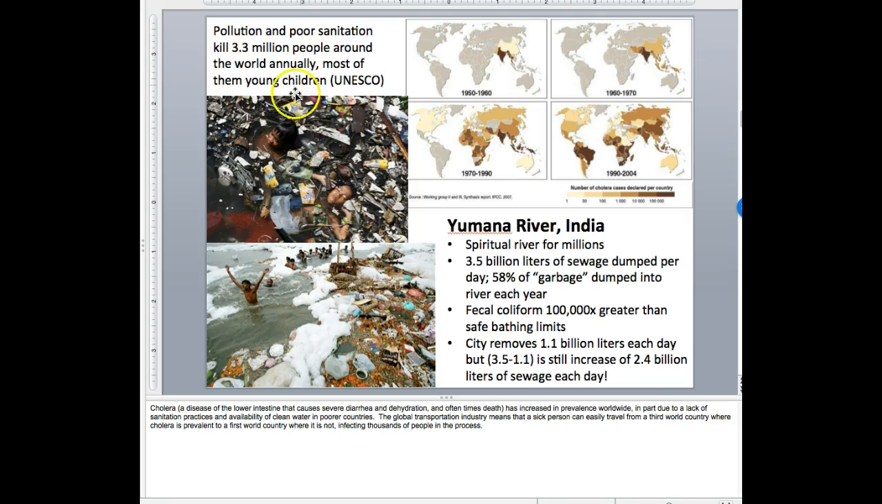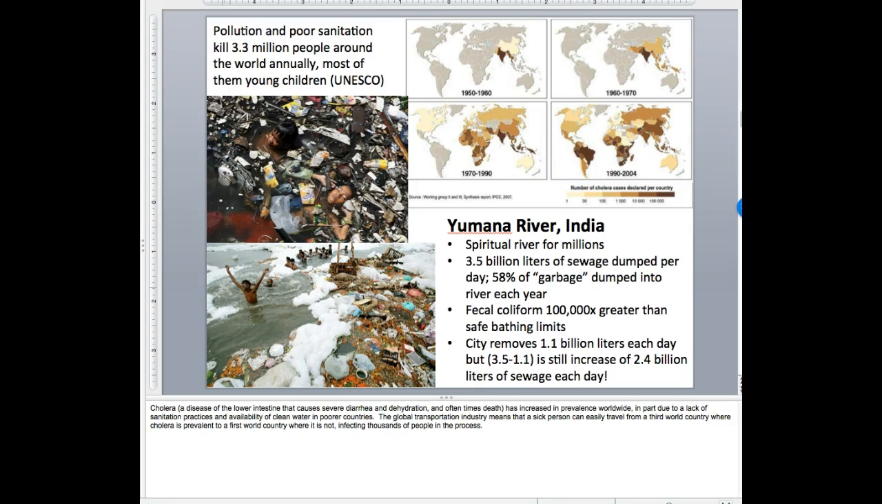And these levels of pollution and poor sanitation kill 3.3 million people around the world annually. Most of them are young children who are much more sensitive to those types of contaminants. And this little figure here shows you the increase in incidence of cholera cases declared per country through time: 1950s, 1960s, 1970s to 1990, 1990s to 2004. And obviously cholera is on the increase as we have more and more people, more human population, more sewage produced, and less capacity for treating that sewage.